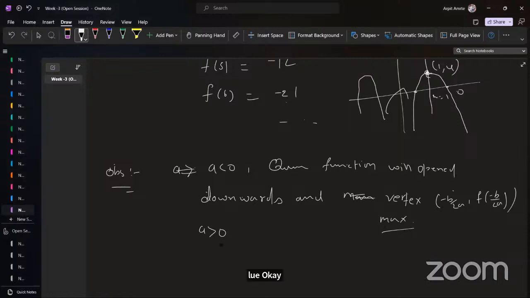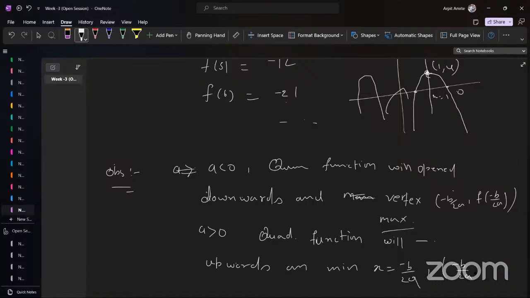Similarly, if a is greater than 0, your quadratic function will open upwards, and in this case you will get the minimum value at x equals minus b by 2a, and your vertex will be the same, minus b by 2a. In every case, your vertex will be like this.